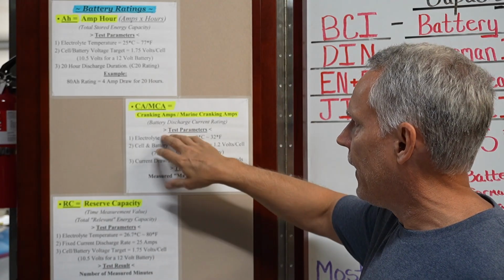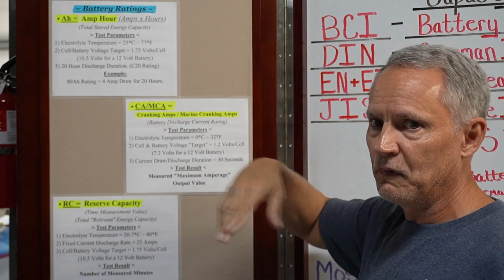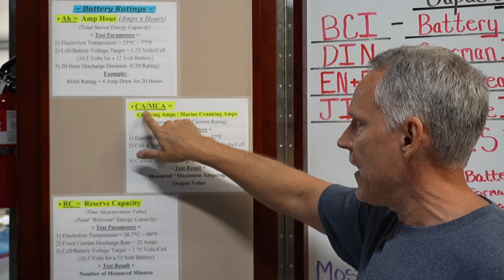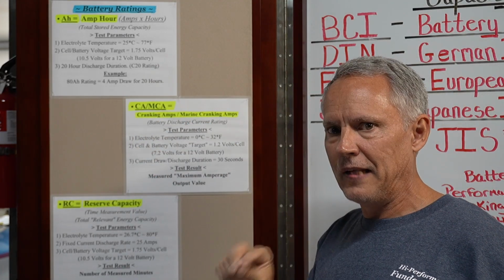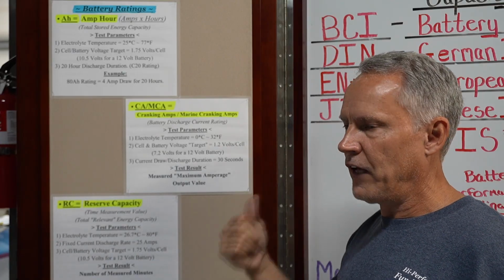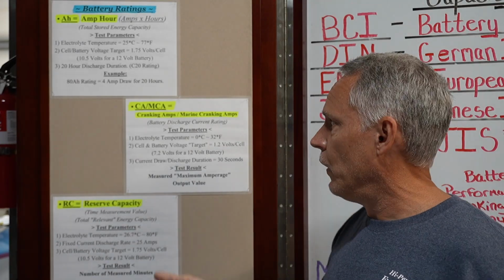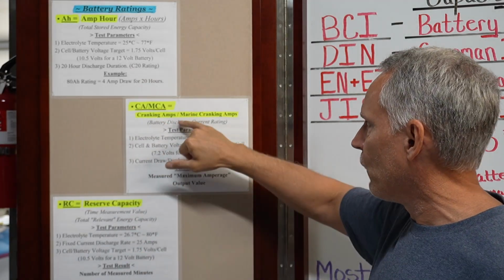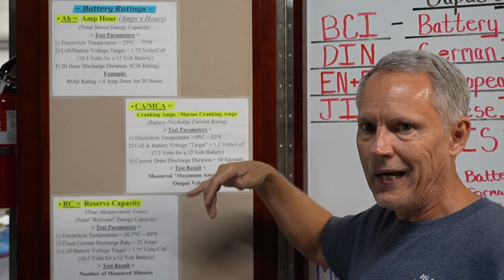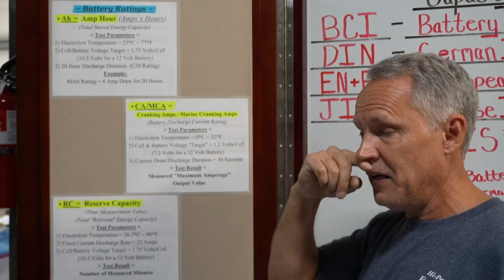Now let's move on to cranking amps or marine cranking amps. You'll see sometimes listed, depending on the application, CA or MCA. What you need to understand is that's the same exact thing. I find myself saying that a lot when I'm explaining certain things, but it is true. You would think there would be some other listing, or why don't they just say cranking amps? I don't know why. But nonetheless, CA and MCA, same thing.